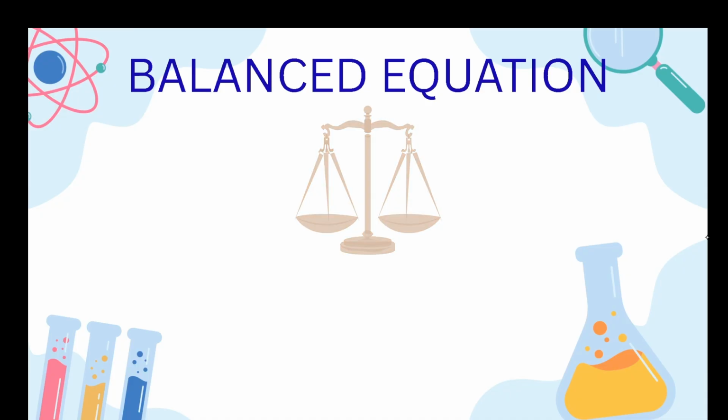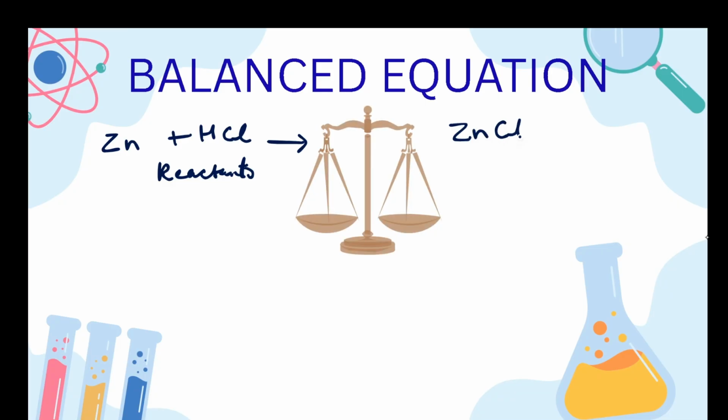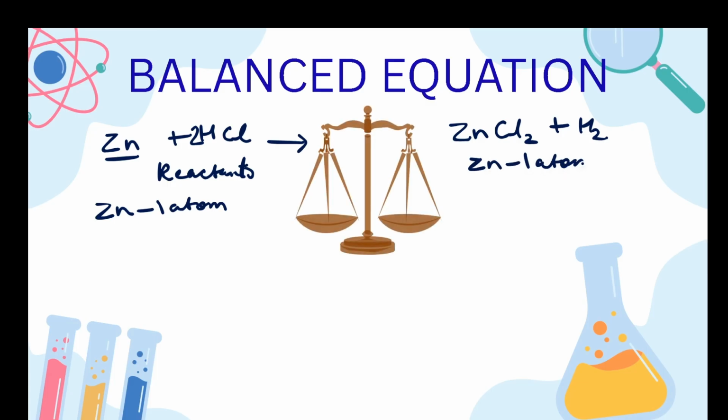Okay, now that is what we have understood from the concept of a balanced equation. Again, if we take the example of zinc reacting with HCl, these are our reactants. Reactants are reacting, and what are the products that will be formed? We will get zinc chloride and hydrogen gas. Now let's see whether the reaction is balanced. Zinc, 1 atom is there. In the product side also, 1 atom of zinc is there.